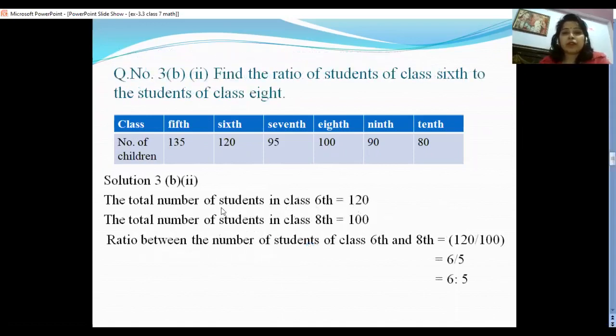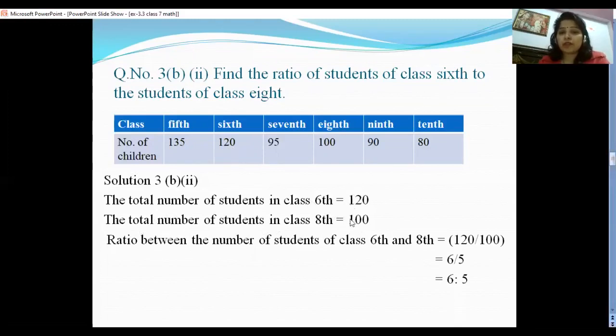Now check out question number 3, part B, second part. Find the ratio of the students of class 6 to class 8. First of all, you will mention the class 6 data. It is 120. So we write here, total number of students in class 6 is equal to 120 and the total number of students in class 8 is equal to 100. We need to find out the ratio between them.